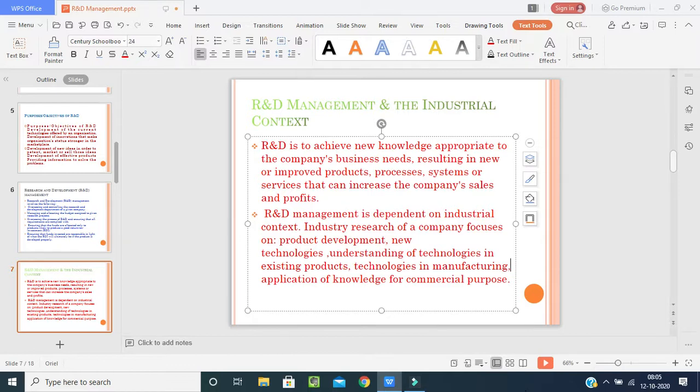Understanding of the technology: not only taking it, we have to understand it and be able to use the technology, which is also important. Some people buy technologies but are unable to utilize or understand them, and then we won't get the product we want. So understanding the technology is important, and so are the new technologies coming for manufacture. We have to go for it. And application of knowledge: whatever applications there are of knowledge for commercial purpose, we have to stay updated. Then there will be a win-win situation for our R&D department and the industrial sector.